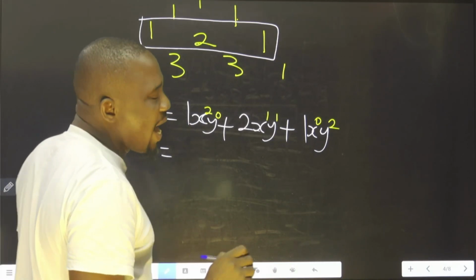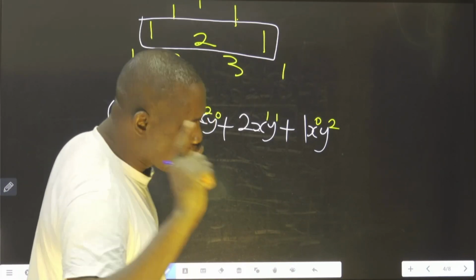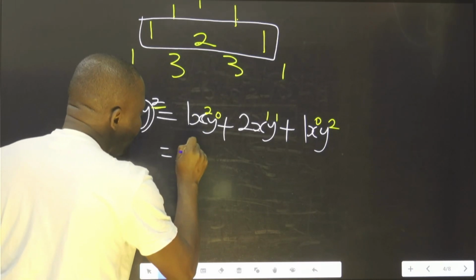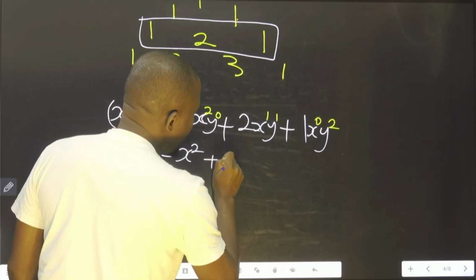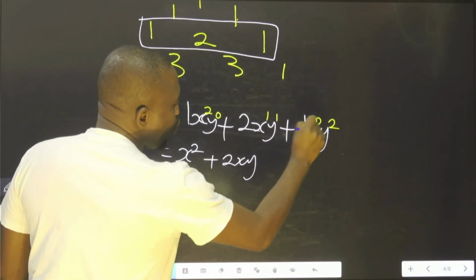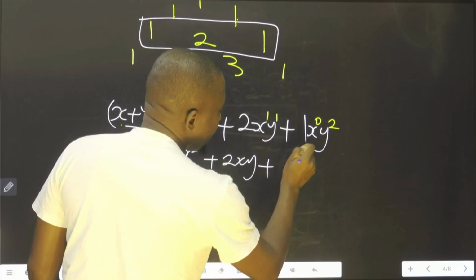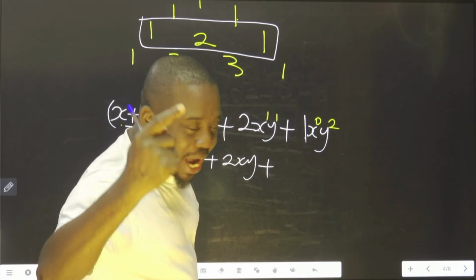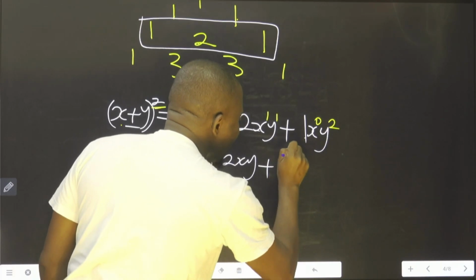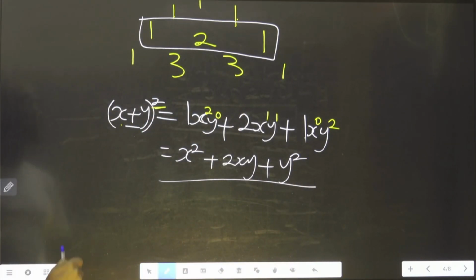Remember, this is 1. This is x squared. Y raised to the power 0 is 1. So what we are going to derive from here is x raised to the power 2. Then this is 2xy. Y is 1, x to the power 0 is 1. That is 1 multiplied by 1 is 1, multiplied by this is y squared. So this is the answer for the first one.